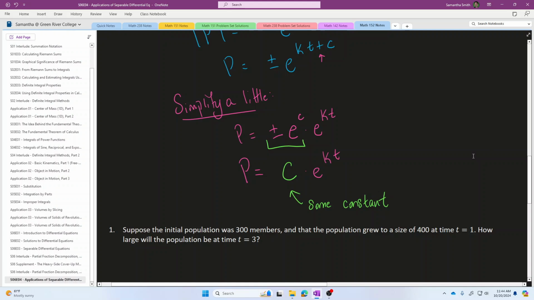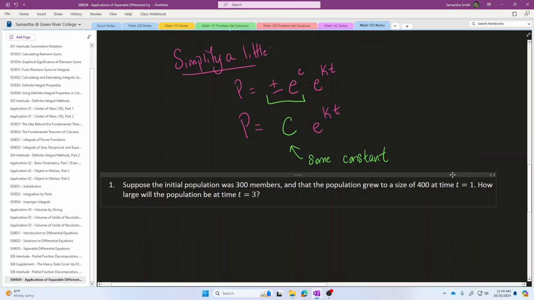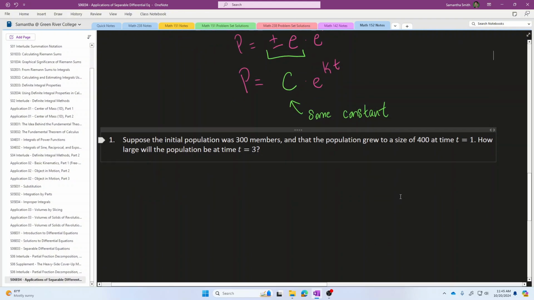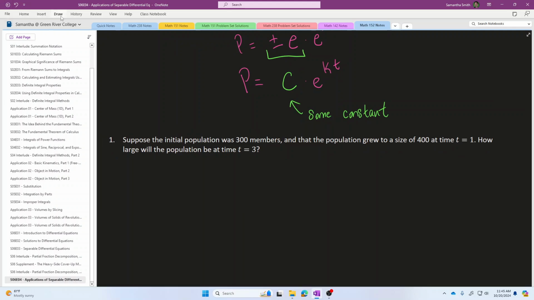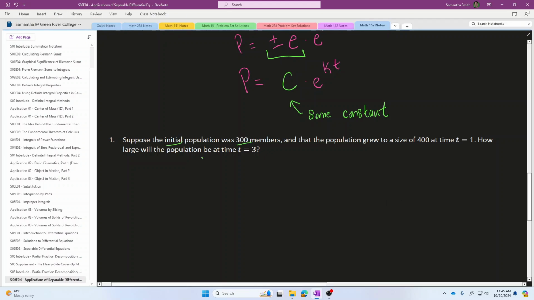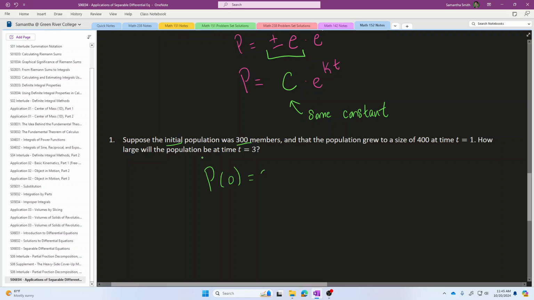Now that I have solved the differential equation and I've simplified the result a little bit, we can use this equation to answer some questions about specific populations and make some predictions. So for example, someone says to me the initial population of a certain species was 300 members. So that means that the population at time 0 was 300.